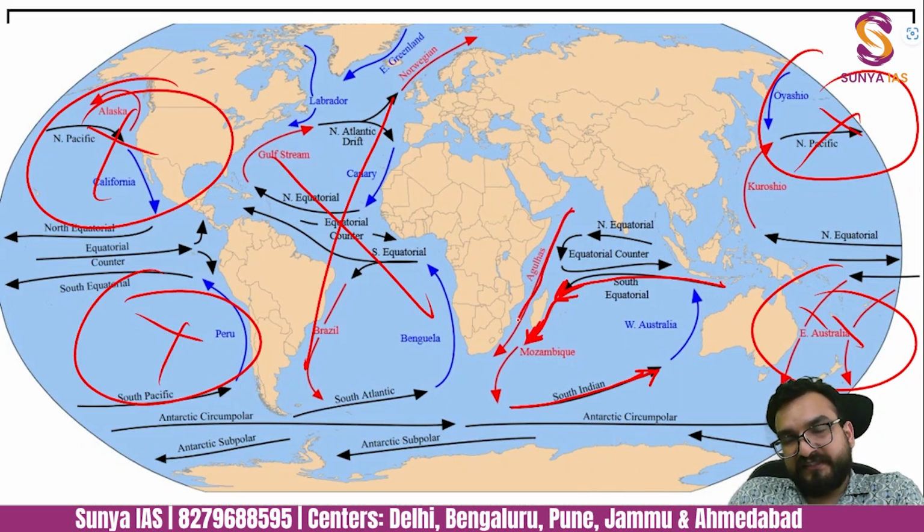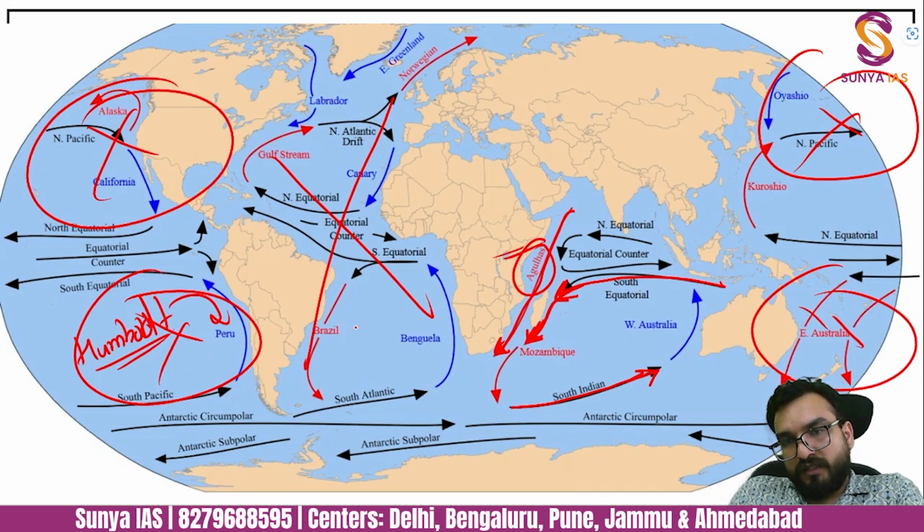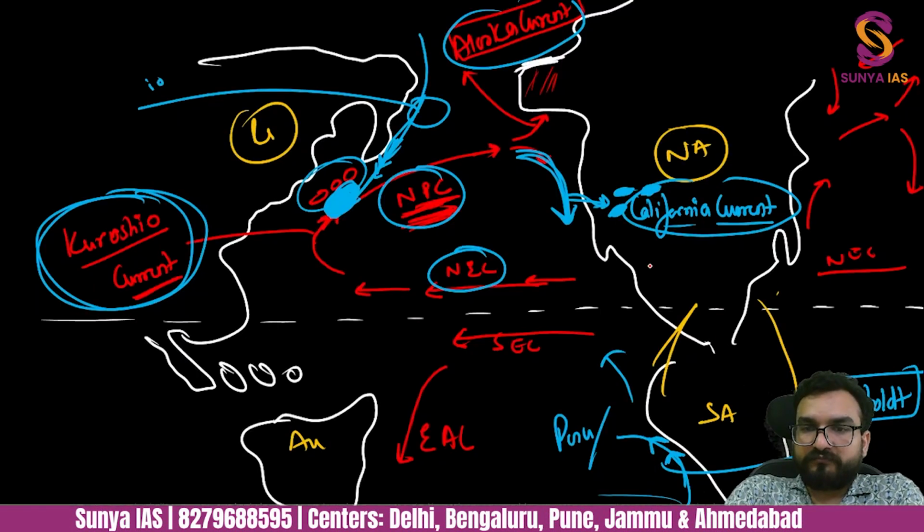And on the eastern side of Africa, you will see the one named Agulhas. Agulhas is basically a warm current. You will get confused between Agulhas and Humboldt. They give this in the examination. Humboldt is the same as the Peruvian current. And then the South Indian will again get deflected from the Australian continent, and it will be known as the West Australian current, which is basically a cold current. So over here you will see a cold current.